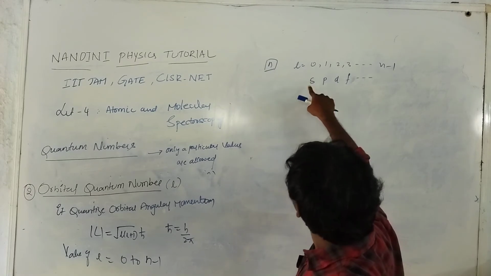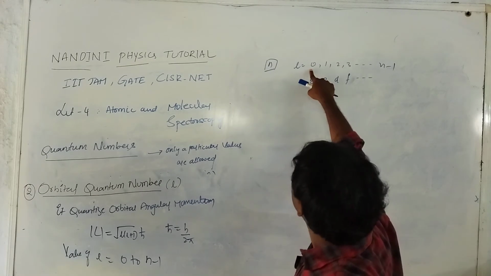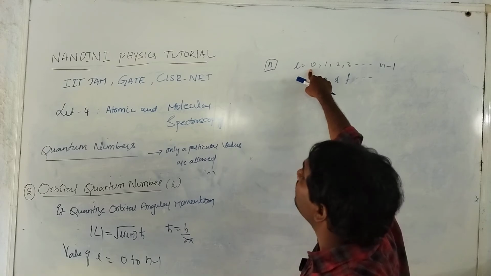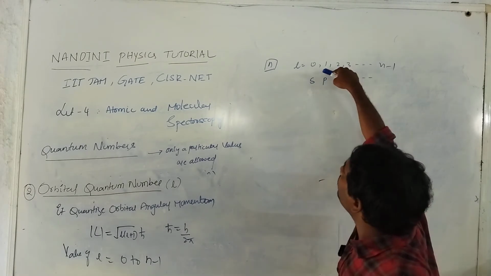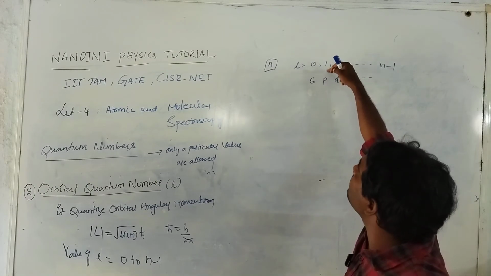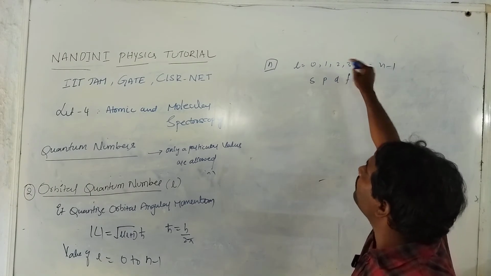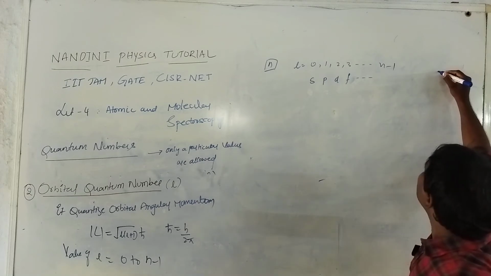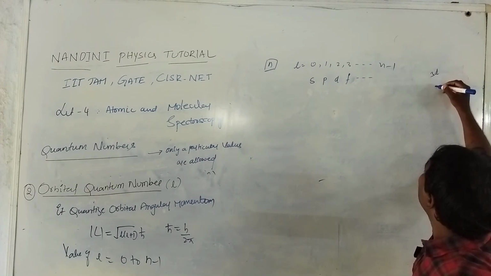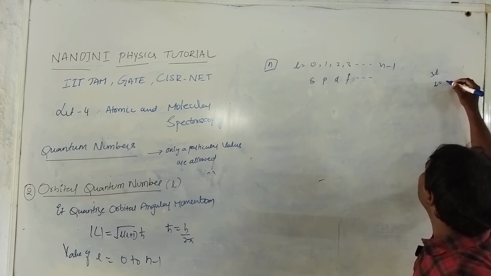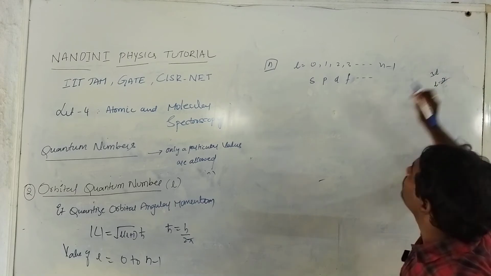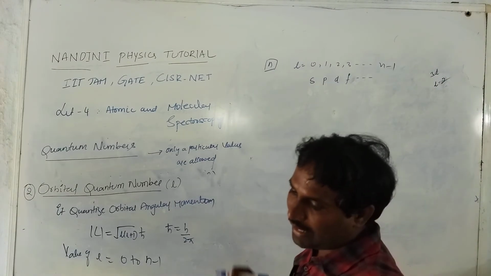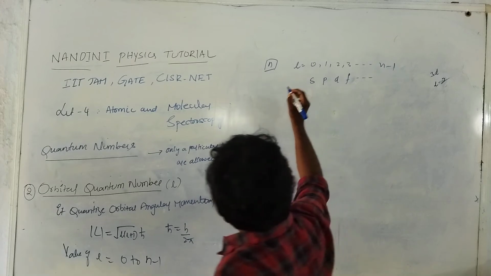For suppose if you have considered the S state, then the orbital angular momentum quantum number L is equal to 0. For the P state the orbital quantum number is 1, and for the D state the orbital quantum number is 2. Sorry, for 3D, D represents L equal to 2, like that.